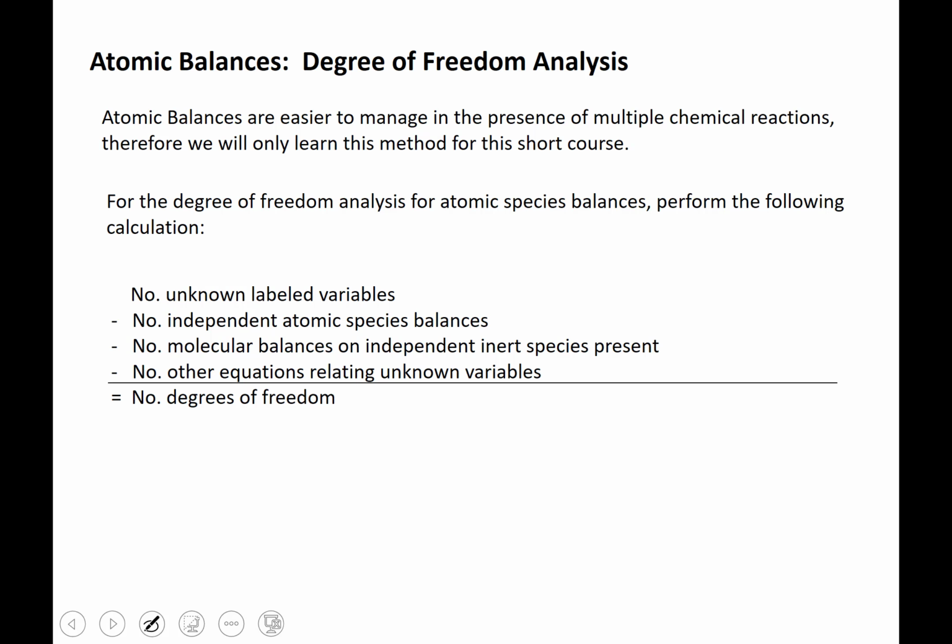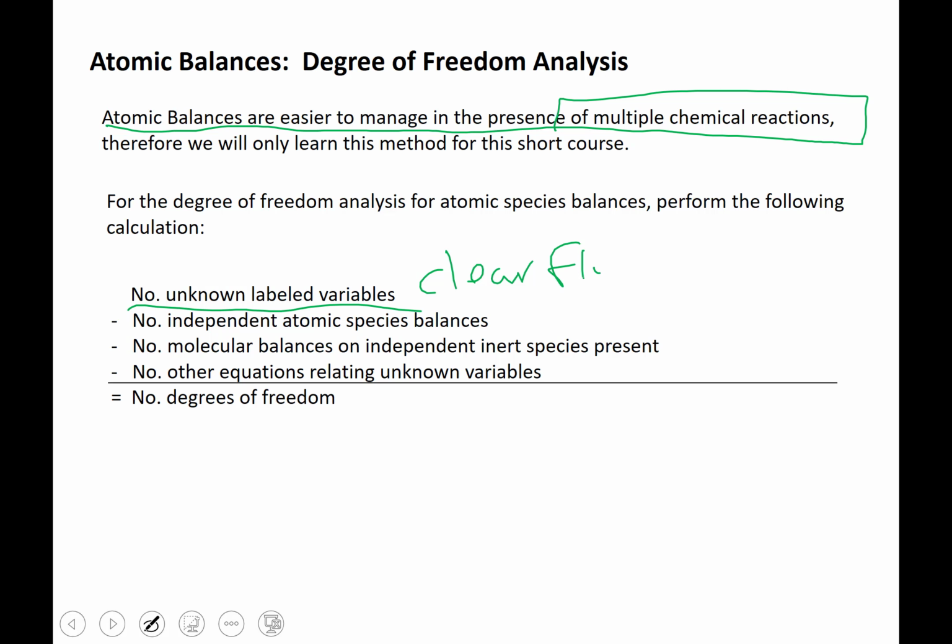So let's talk about doing degree of freedom analysis. Atomic balances are the method of choice when you have multiple chemical reactions, and you may prefer to do them all the time. All right, so you should be able to do this degree of freedom analysis. Same as before, we write the number of unlabeled variables on the flowchart. So key here is having a clear flowchart. That's going to be very important on your test.